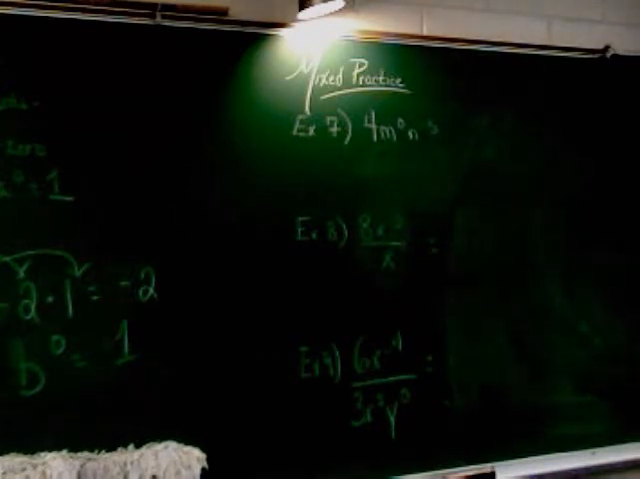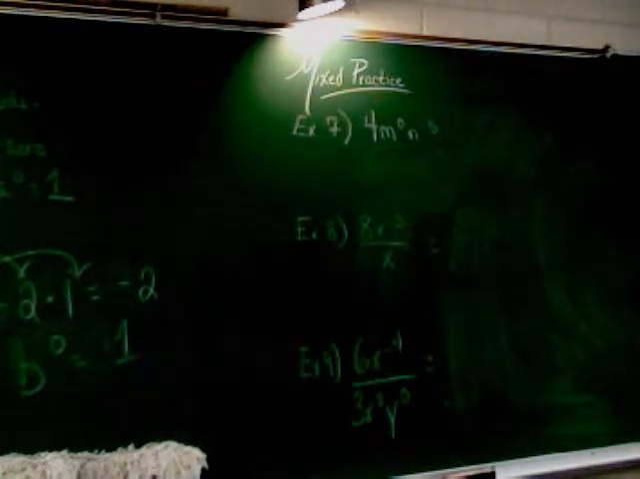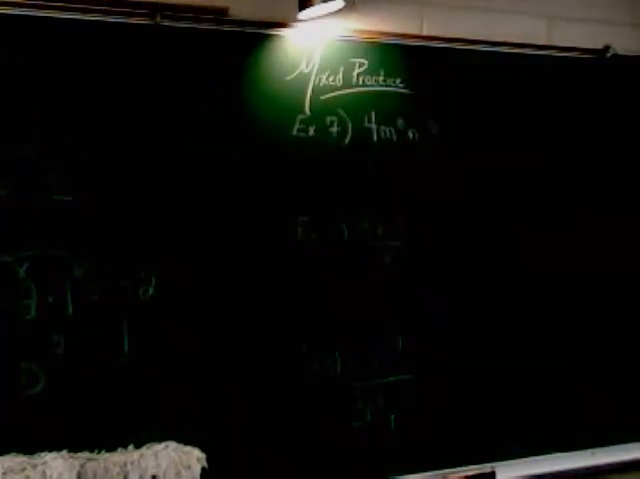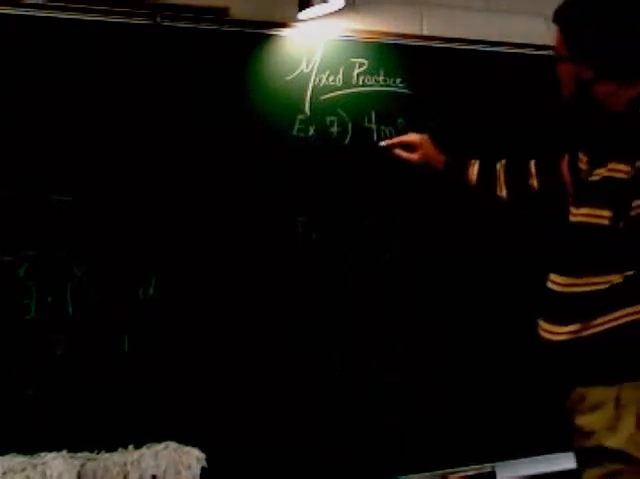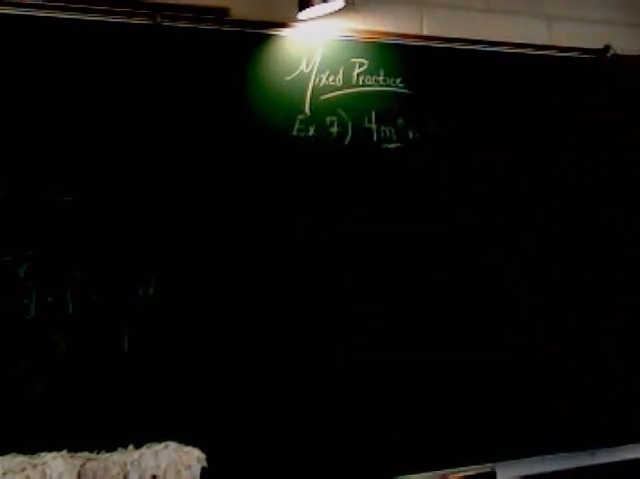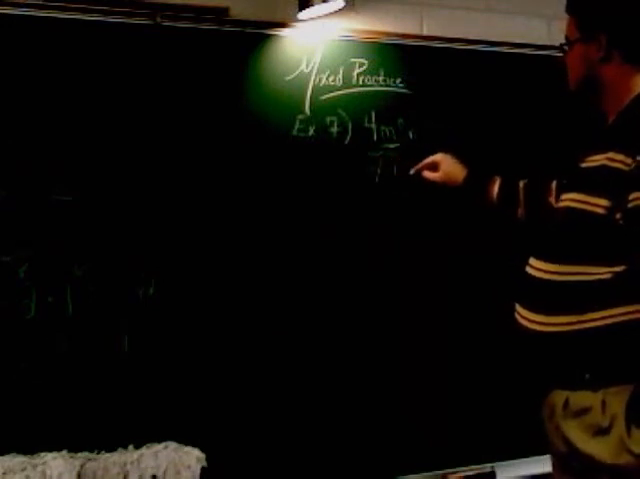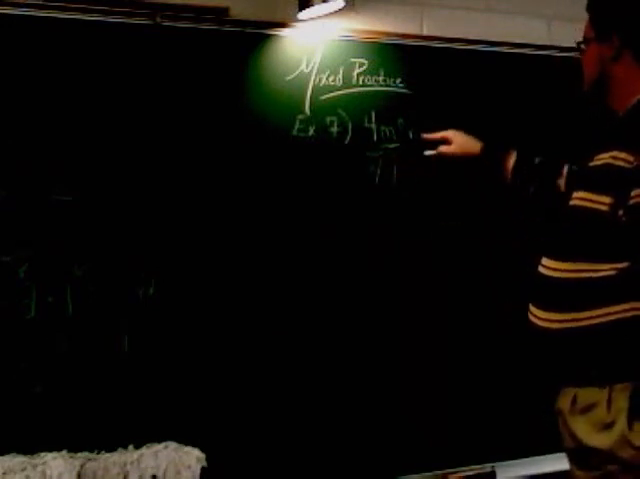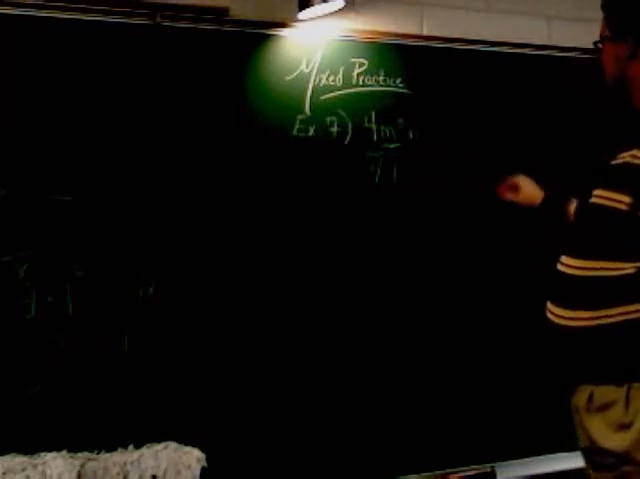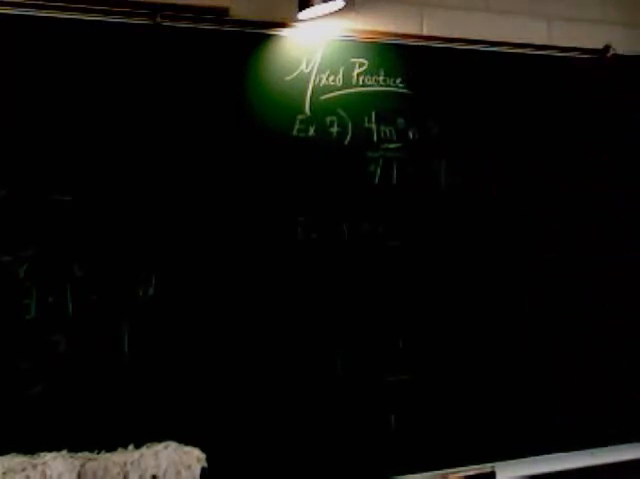All right. So I've got 4 m to the 0 n to the negative 5th. Okay, let's start with the easy part here. M to the 0th power is going to be equal to what? 1. So this part here together is like 4 times 1, which is 4. And then I've still got the n to the negative 5th. Okay? Now I'm not done. I still got to do the negative exponent.